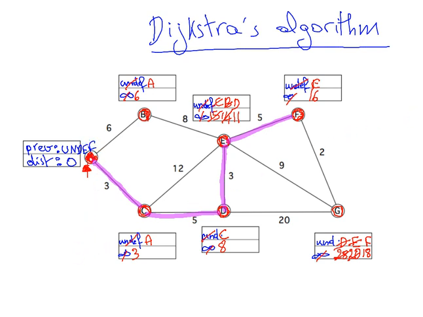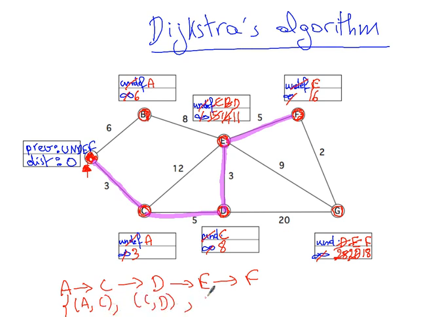So the shortest path to F from A is A to C to D, finally to F. The way you would write a path would be a set of edges. So it'll be the edges AC, CD, DE, and finally EF. So this is the shortest path.